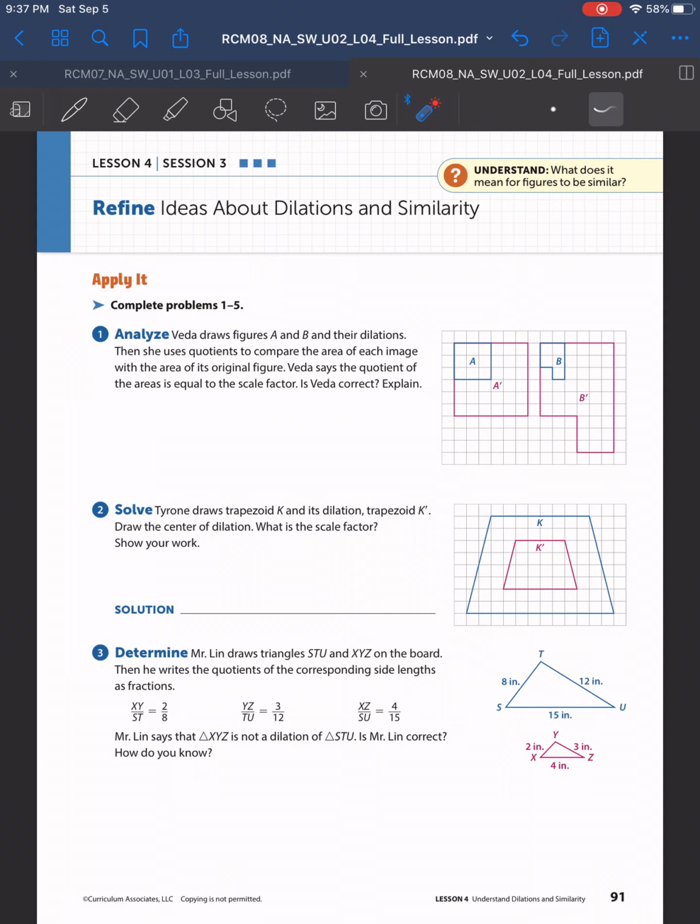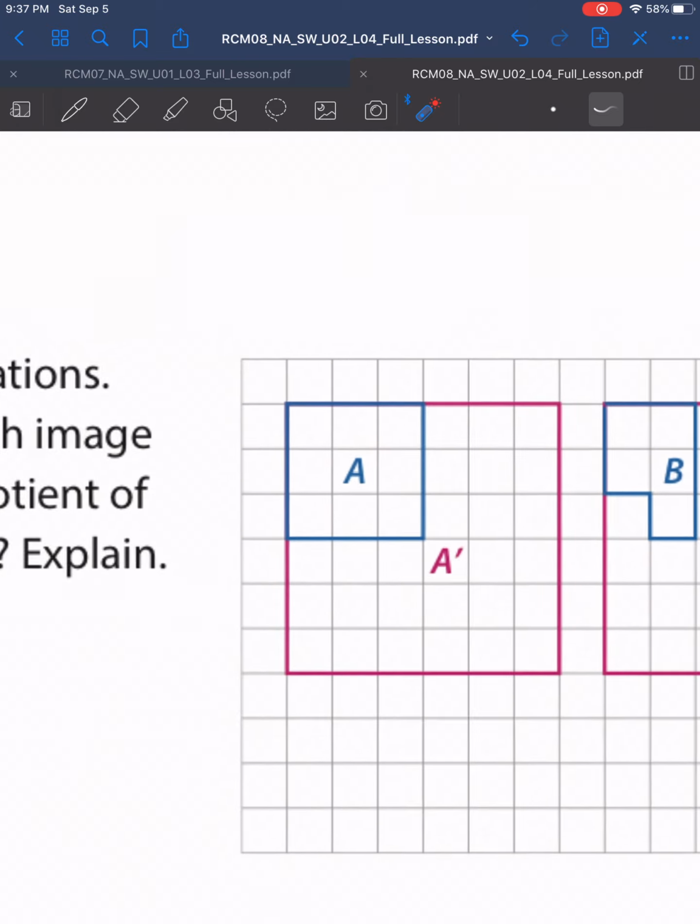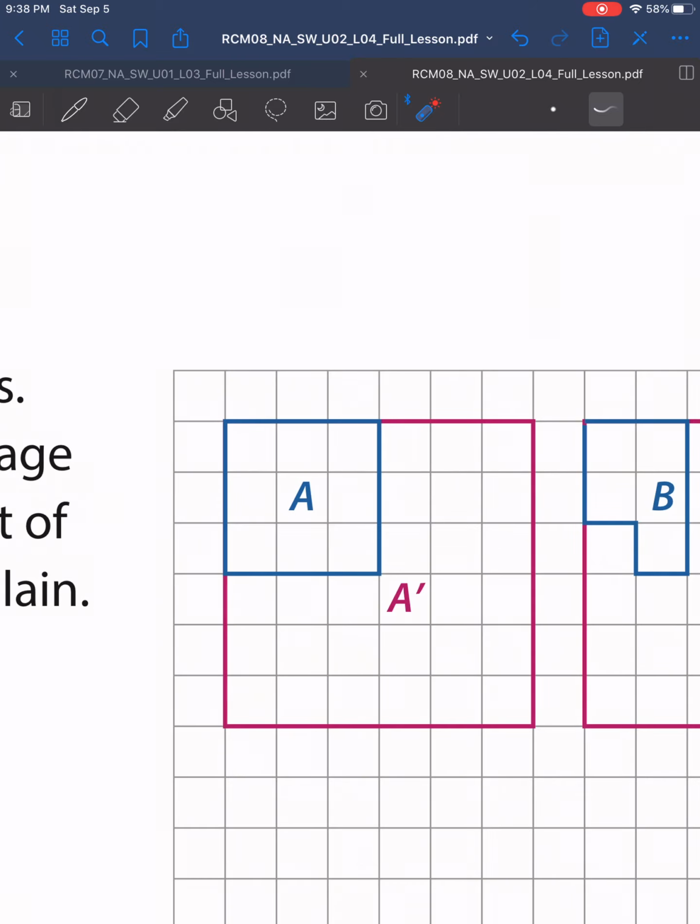Okay, number 1. Vita draws figures A and B and their dilations. Then she uses quotients to compare the areas of each image with the area of the original figure. Vita says the quotient of the areas is equal to the scale factor. Is she correct? Well, no, you guys. To find scale factors, we never find areas and then compare the areas. We use the side lengths, right?